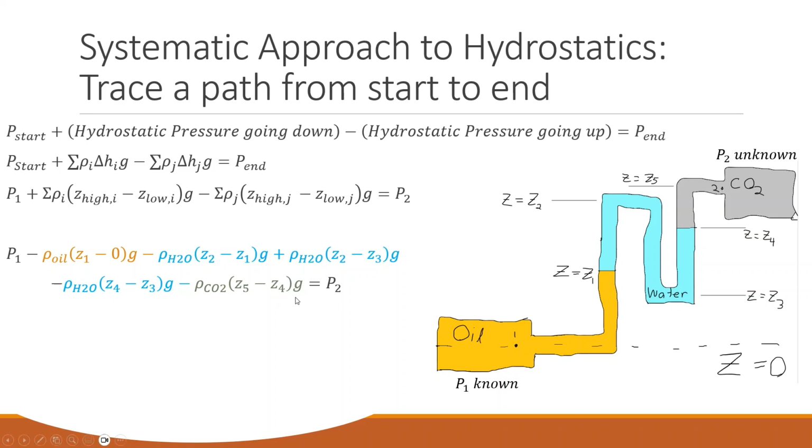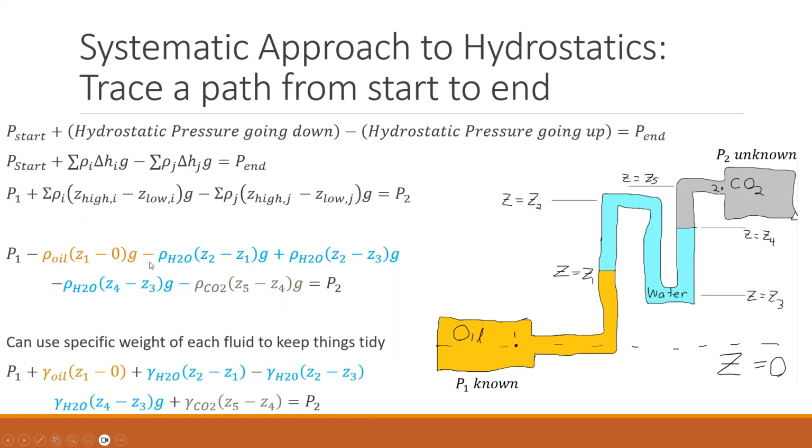One thing that you can do is, instead of using this rho g, you can clean it up and use the specific weights. So rho times g for your specific fluid. Do not use specific gravity. That's something entirely different. I understand it's confusing.